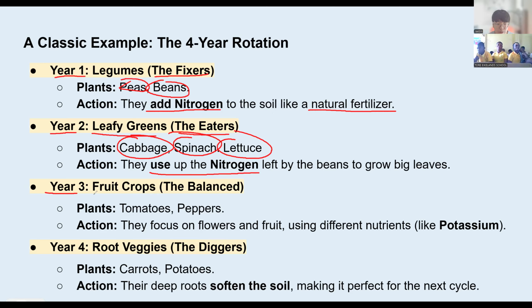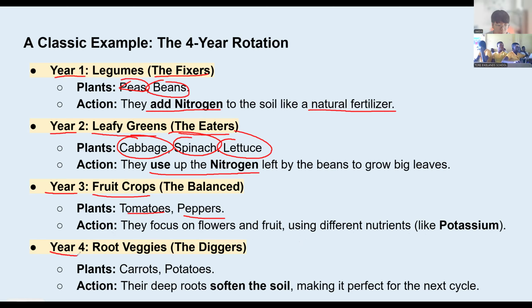And in year three come the fruit crops, like tomatoes and peppers. They focus on flowers and fruits, instead of just taking the nutrients in the soil. And they use different nutrients, like potassium, as well.